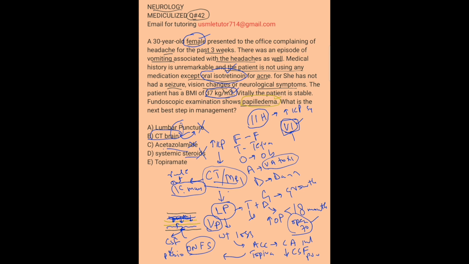So steroids, wrong answer. Topiramate, again, you may give it in someone with idiopathic intracranial hypertension, but you need to first work up and diagnose the condition. So wrong answer. So the right answer is CT MRI.